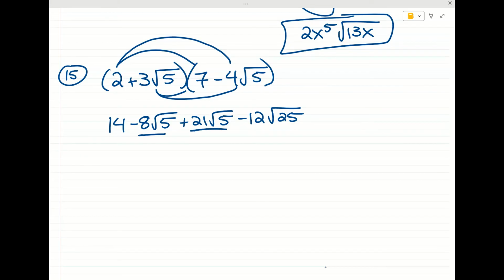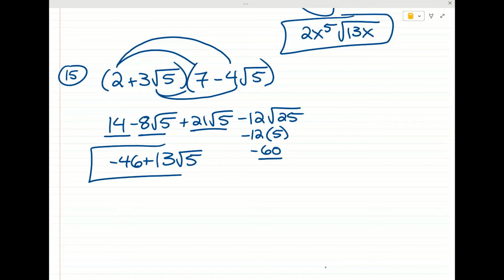These terms are like terms because they have the same radicands. We talked about adding and subtracting radicals as long as they have the same radicands. So you have negative 8 root 5s plus 21 root 5s would be 13 root 5s. Square root of 25 is just 5. 5 times negative 12 is negative 60. So negative 60 plus 14 is negative 46.